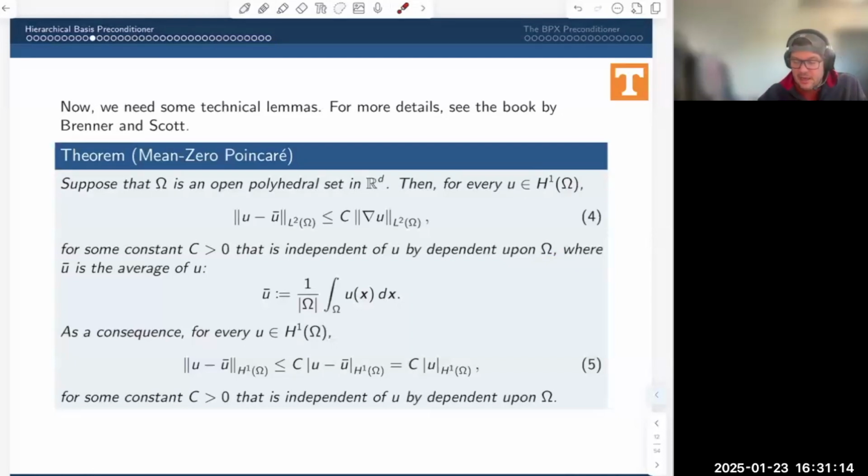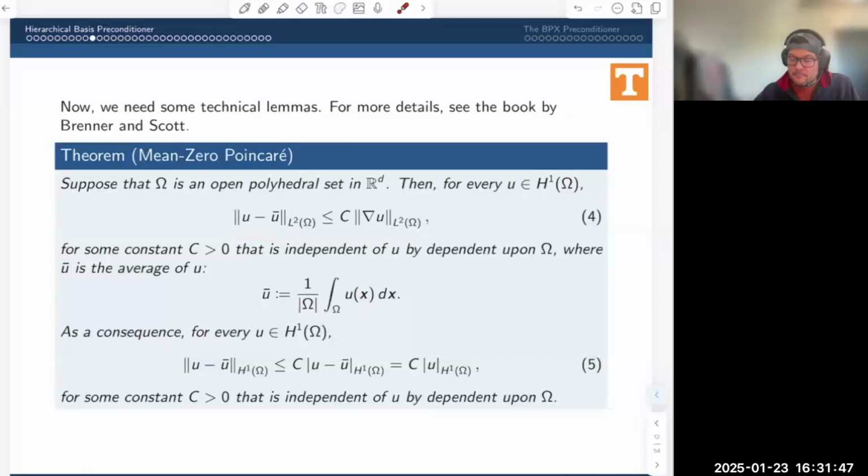How is the average defined? The average is defined the way it usually would be. You divide by the size of the domain that you're working on, so that's the measure of the domain. So if it's a square, it's the length times the width, right? And then you take the integral of that function over the domain without absolute values or anything like this. You want the straight average. So this is what is called the mean zero Poincare inequality.